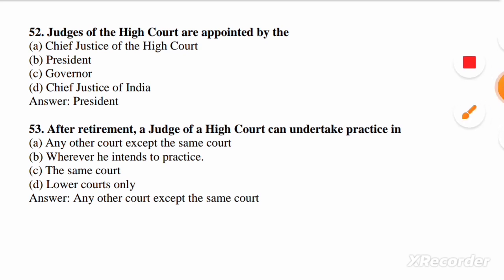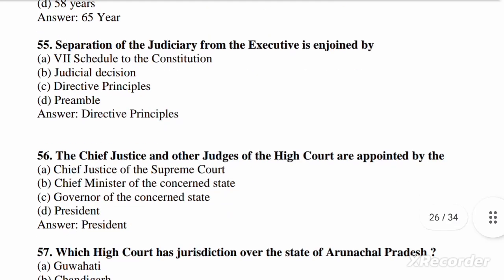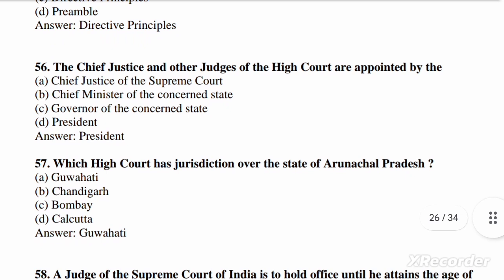The age of retirement of the judges of the High Court is 65 years. 55. Separation of the judiciary from the executive is enjoined by directive principles of state policy. 56. The Chief Justice and other judges of the High Court are appointed by the President. 57. Which High Court has jurisdiction over the state of Arunachal Pradesh?